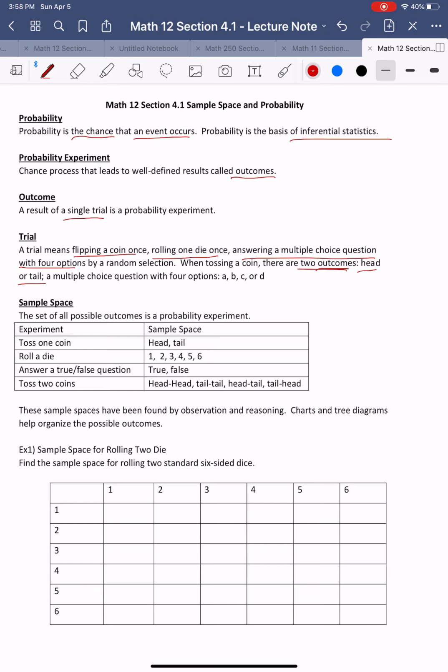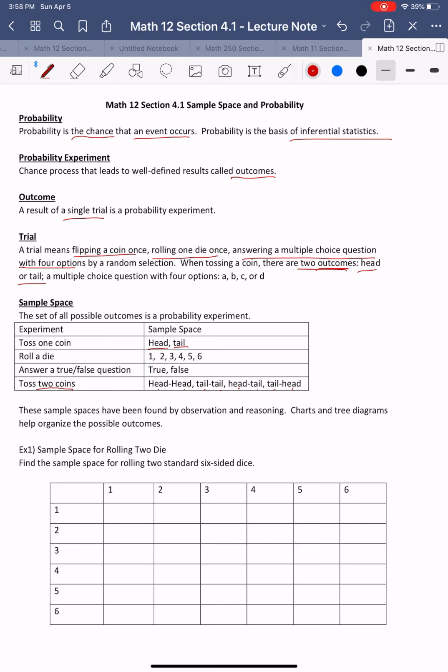Toss one coin, you have a head and tail. Rolling a die, you have 1, 2, 3, 4, 5, 6, because there are 6 sides. Answering a true/false question, it could be true or false. If you toss 2 coins, the outcomes are head-head, head-tail, tail-head, and tail-tail. These sample spaces have been found by observation and reasoning. Charts and tree diagrams help to organize the possible outcomes.